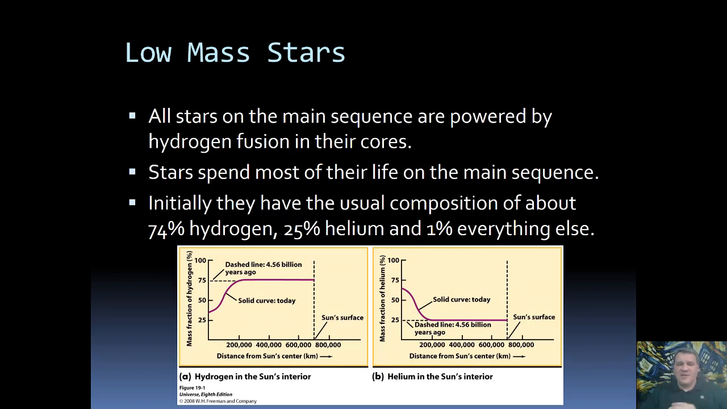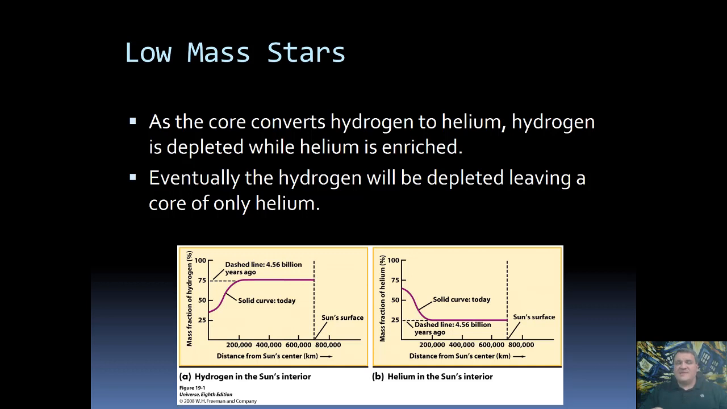Now when they first reach the main sequence, they're going to have the usual composition everywhere, including their core. This is that 74% hydrogen, 25% helium, and 1% metals we've talked about previously. That's when it first reaches the main sequence. However, as it's on the main sequence, as it goes through hydrogen fusion, it converts hydrogen into helium. What this does is decrease the overall amount of hydrogen and increase the overall amount of helium.